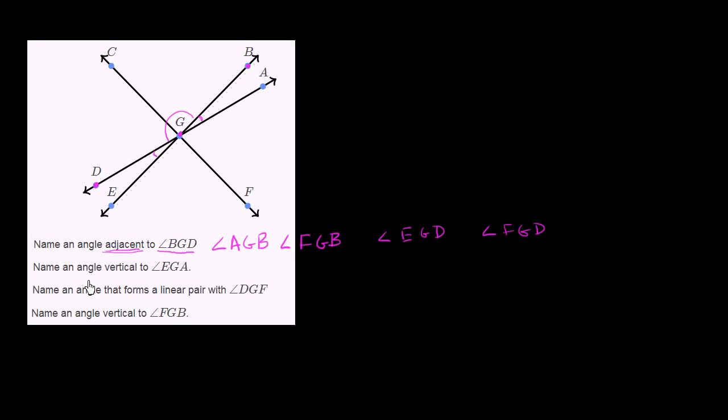Let's do this next one. Name an angle vertical to angle EGA. Angle EGA is this angle right over here. The way you think about vertical angles is imagine two lines crossing, just like this. They could literally be lines, and they're intersecting at a point. This is forming four angles, or you could imagine it's forming two sets of vertical angles.